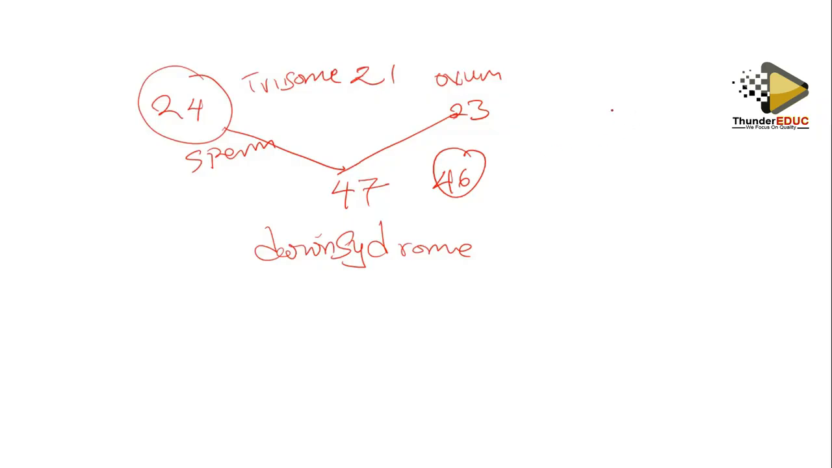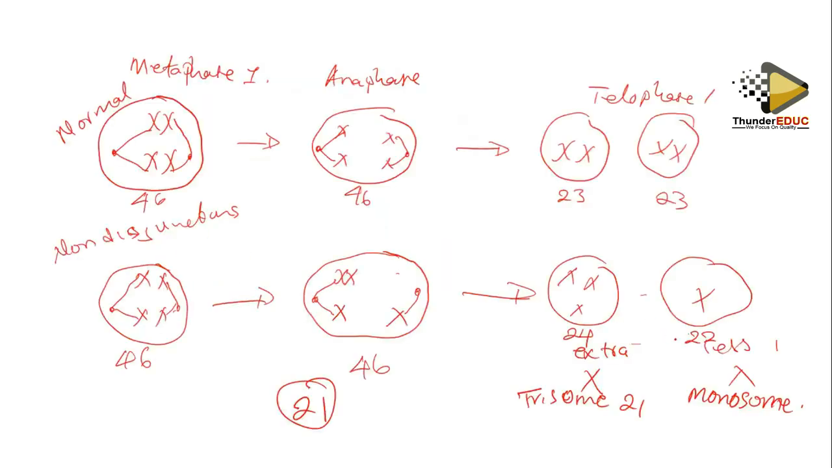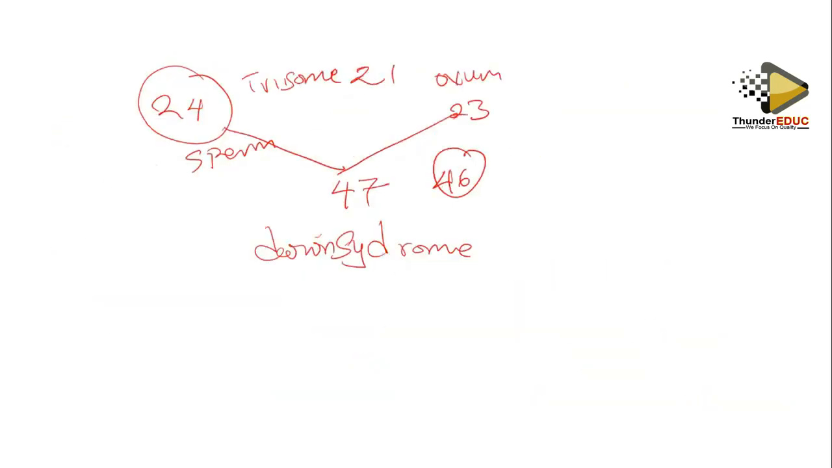However, we can also have a situation where this cell has 22 instead of 23. So now if 22 fertilizes the one which is 23, it means that it's going to have 45 instead of 46. Still, this is also an abnormal individual. So a monosome, if it fertilizes a normal cell, is going to become 45. And then a trisome, if it fertilizes the normal cell, is going to form 47. All this results in abnormality in an individual. So that's what we are trying to explain.